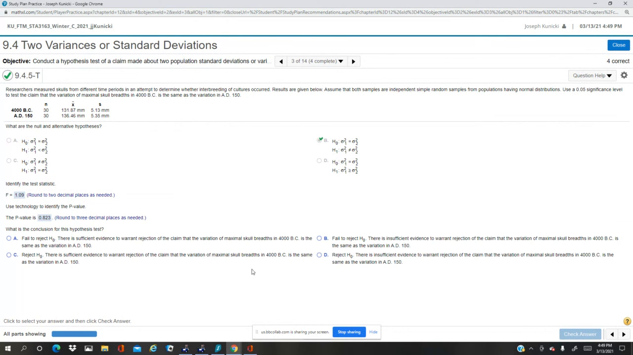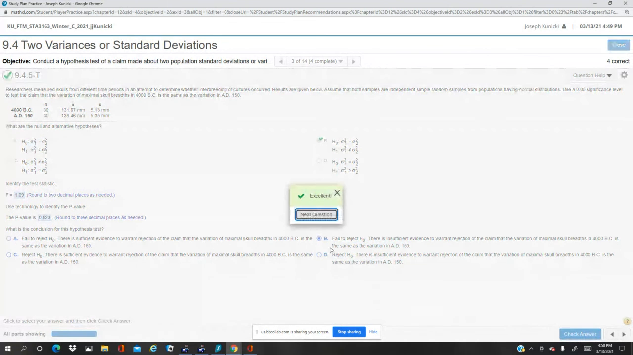So we're supporting the claim because the claim is in the null, so it can't be A. So it has to be B. And notice it's written in a negative sense. There's insufficient data to warrant rejection of the claim. They don't say we're supporting the claim. They say we can't reject it.